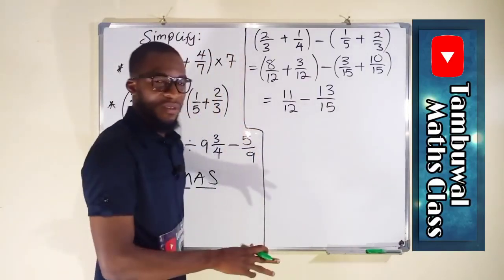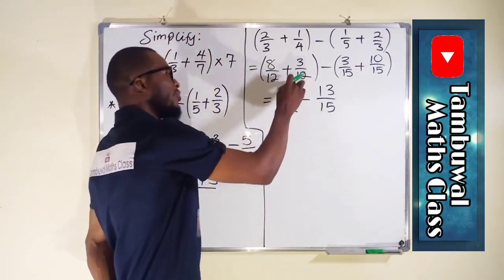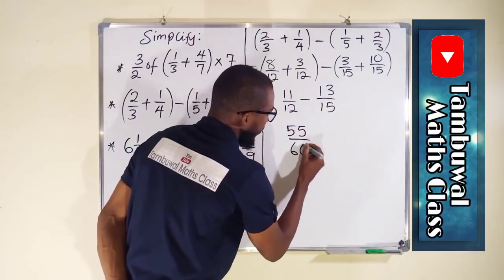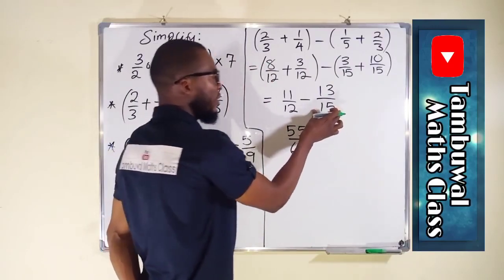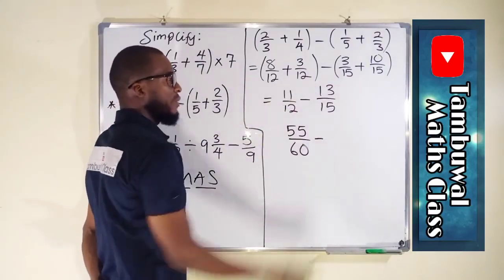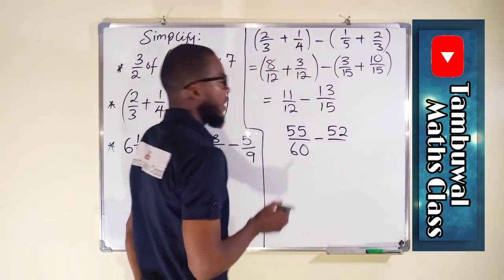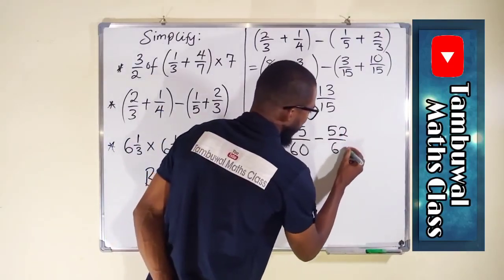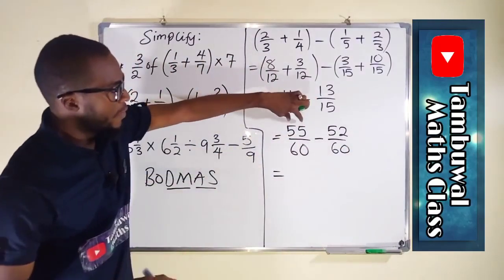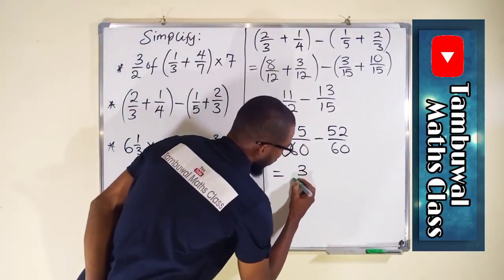Let us change them into 60. To change this one into 60, you have to multiply it by 5. We have to do the same to the top number. 11 times 5 is 55 over 60 minus, to change this into 60, you have to multiply it by 4. 13 times 4 is 52. And this times 4 is 60. This is equal to 55 minus 52 is 3 out of 60.